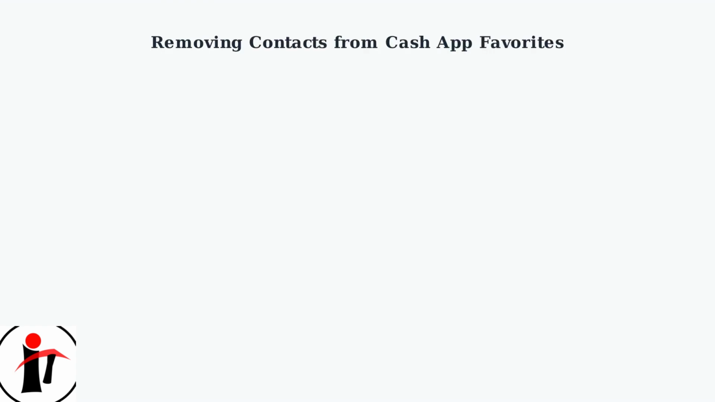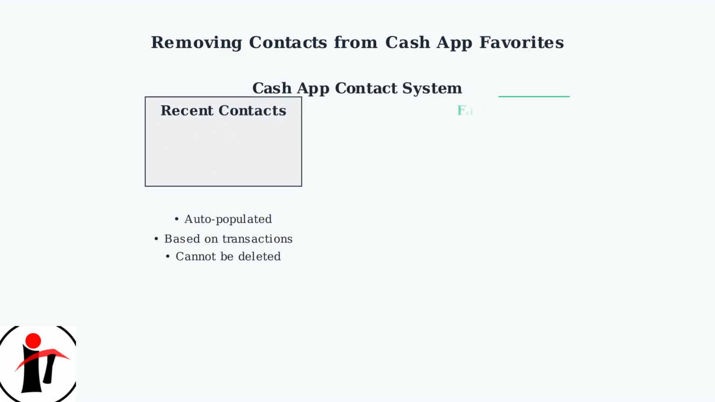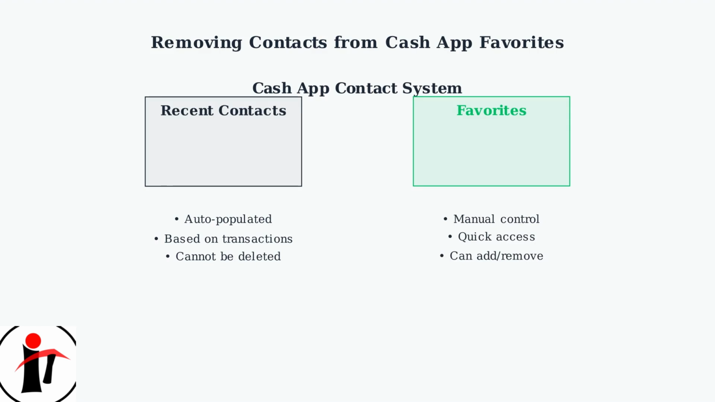Cash App organizes your contacts into two main categories: recent contacts and favorites. Understanding this system is key to managing your contact list effectively. Recent contacts are automatically populated based on your transaction history and cannot be manually deleted. Favorites, however, give you manual control for quick access to frequently contacted users.